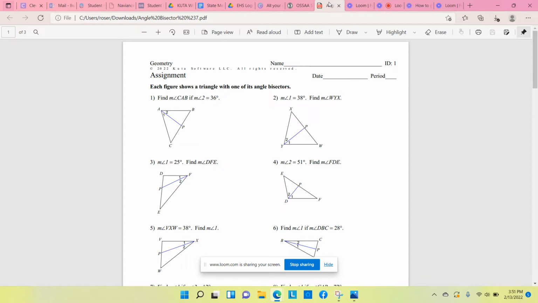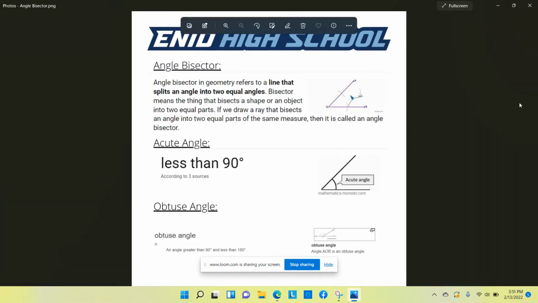Today we're going to continue our work on angle bisectors. We've done a couple of worksheets with this. We've gone step by step by step. Before we get started, though, I think it's important that we do the same thing we do every day. We review these vocabulary terms, okay?